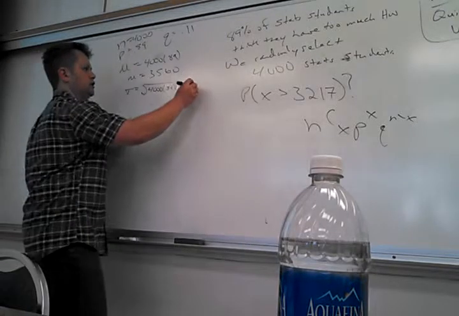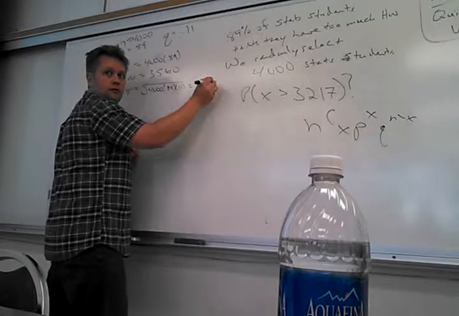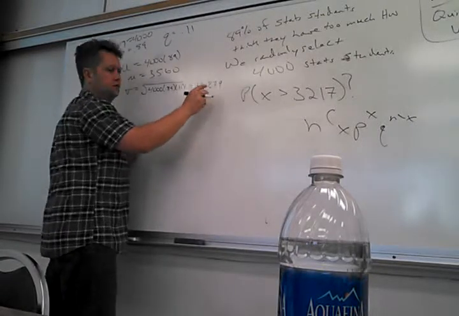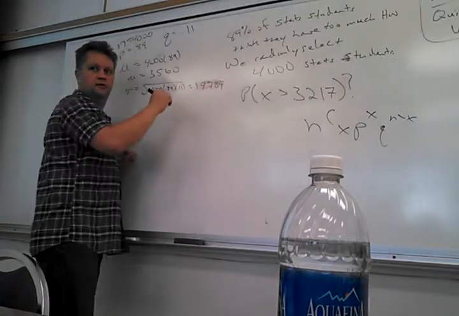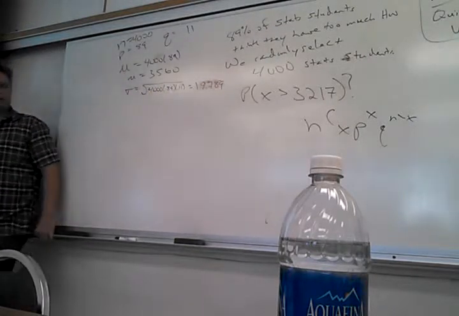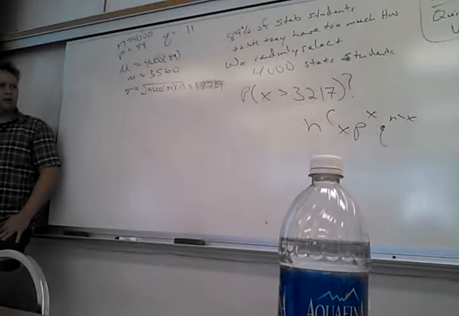Not too far off, right? 18.87. I got 19.7. 19? 19.789. 19.789? Okay, no worries.